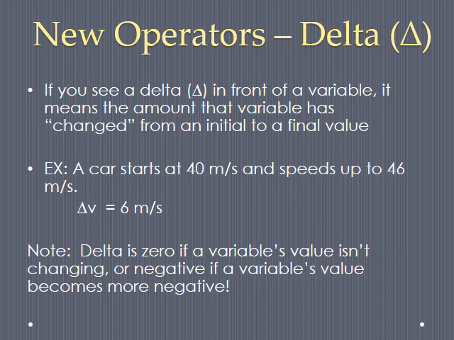It's important to note that delta can be zero. The change can be zero if the variable's value isn't changing. It can also be negative if a variable's value becomes more negative. So it doesn't always have to be a positive value.